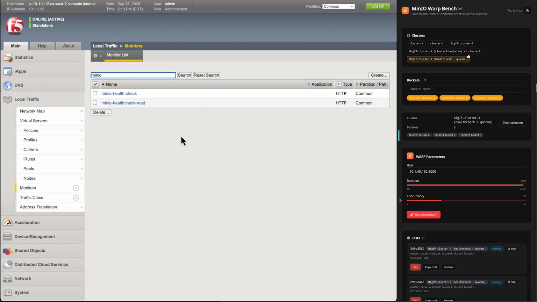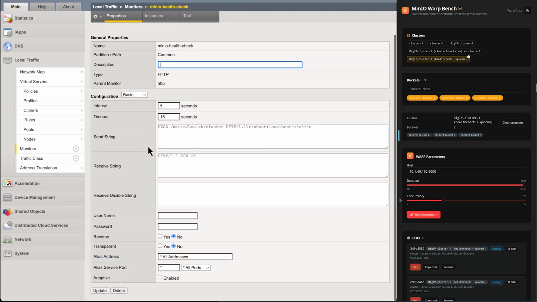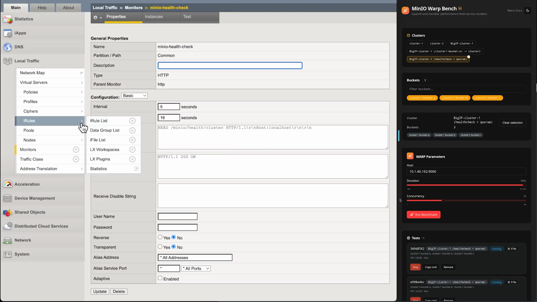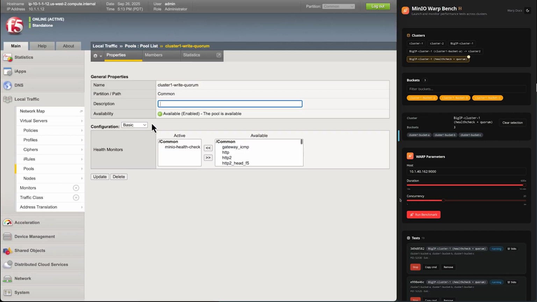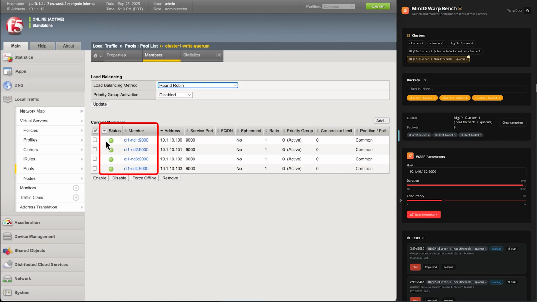Let's look at the two BIG-IP local traffic monitors in this scenario, one for read, one for write quorum. We set a custom URI and require a 200 OK before writes are accepted, using lightweight write quorum checks against the MinIO cluster. Looking at the first pool, we see several monitors are available. The MinIO-specific check is configured, tuned for S3, and all pool members are green.